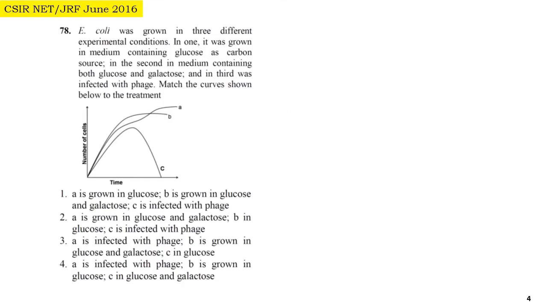So this question has been asked in CSIR June 2016, and I must say that this question is not from lac-operon, but then why are we discussing it in the lac-operon lecture? Based on some of the logic from lac-operon, we can easily solve this question. All we need is a little knowledge of lac-operon and a little knowledge of the bacterial growth curve. And I think all of the students, whether they are from life science or microbiology or biotechnology or biochemistry, must have studied the bacterial growth curve. They must have a little knowledge of it. So the question says that there are 3 experimental conditions.